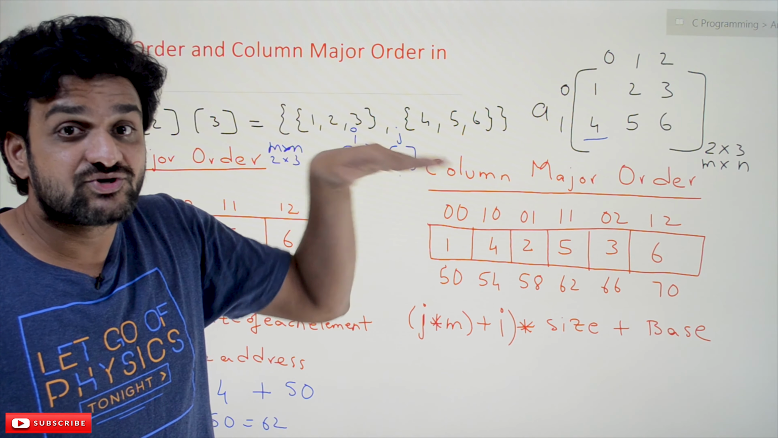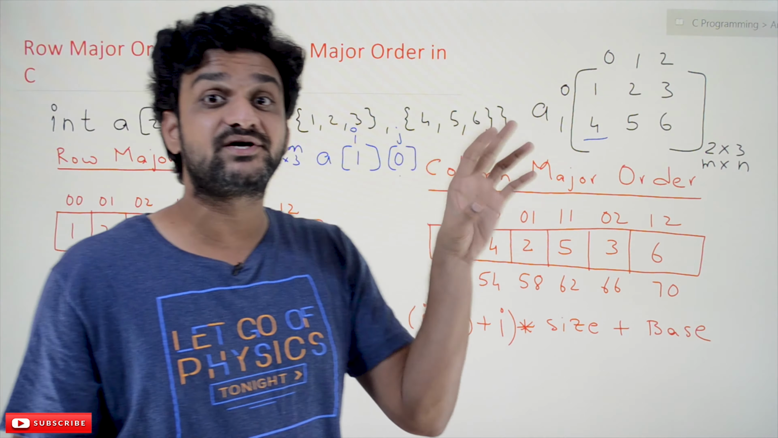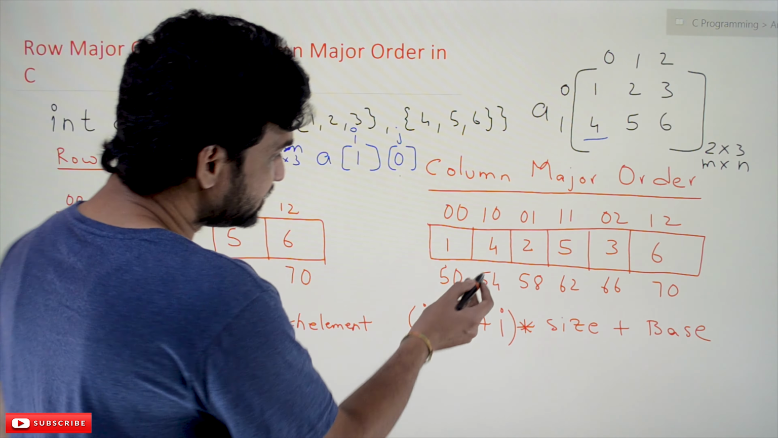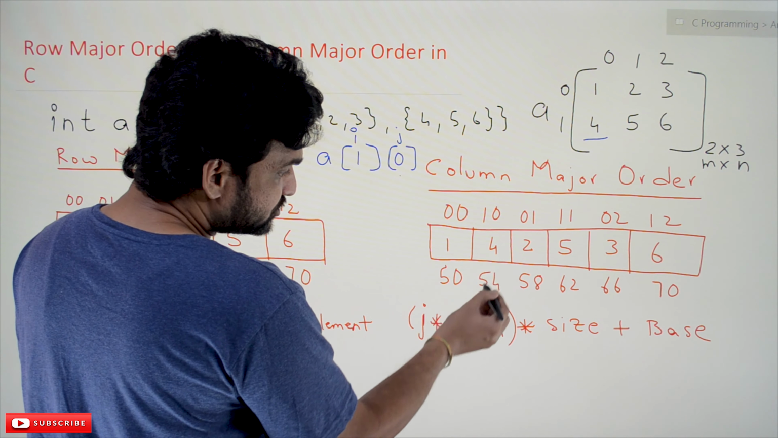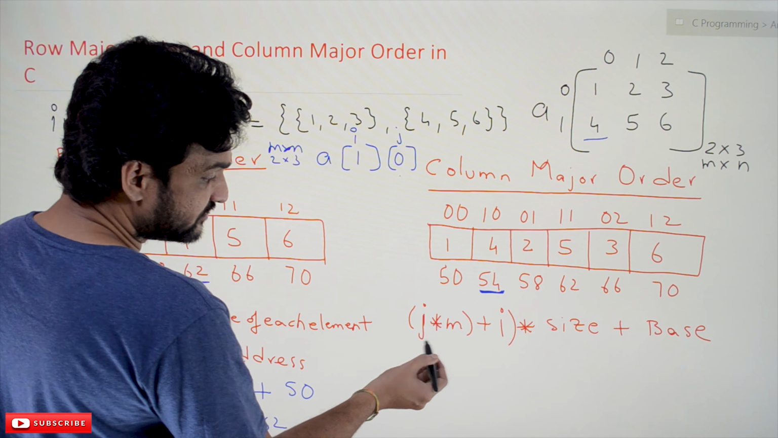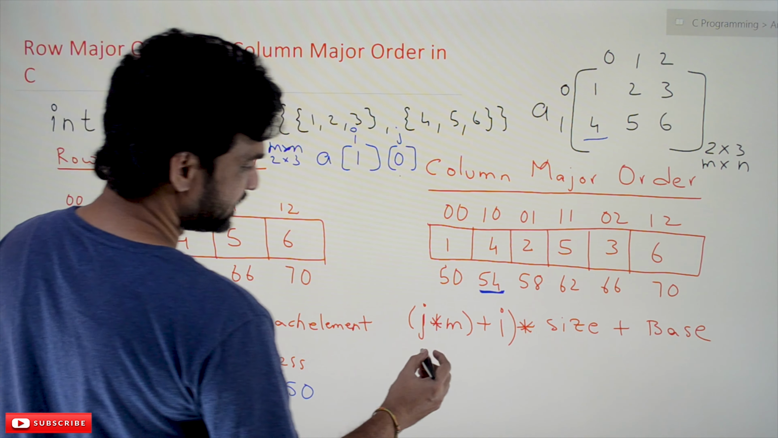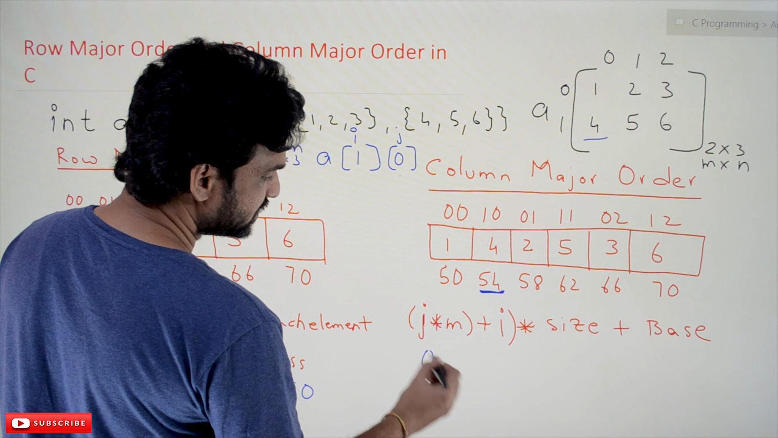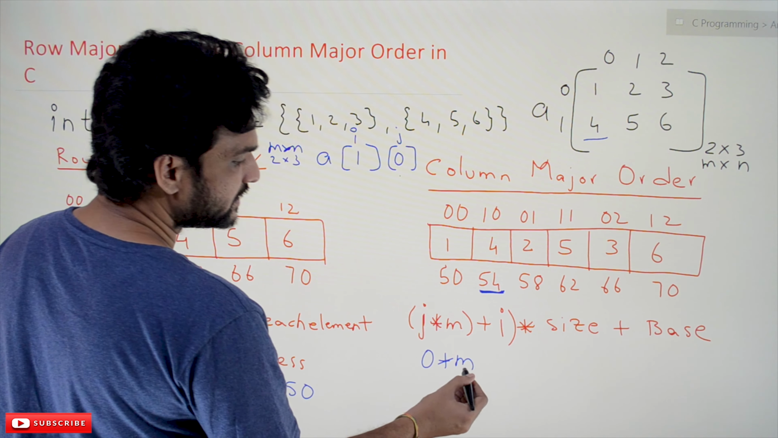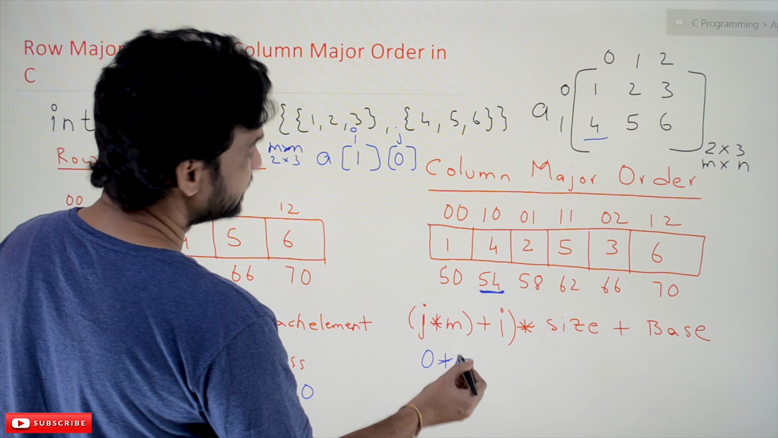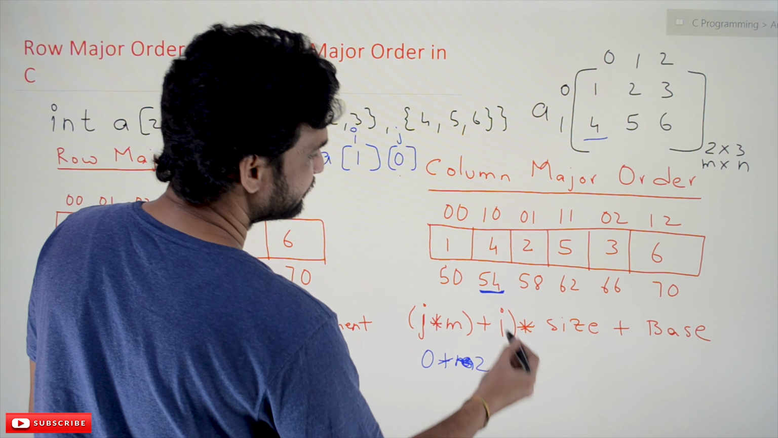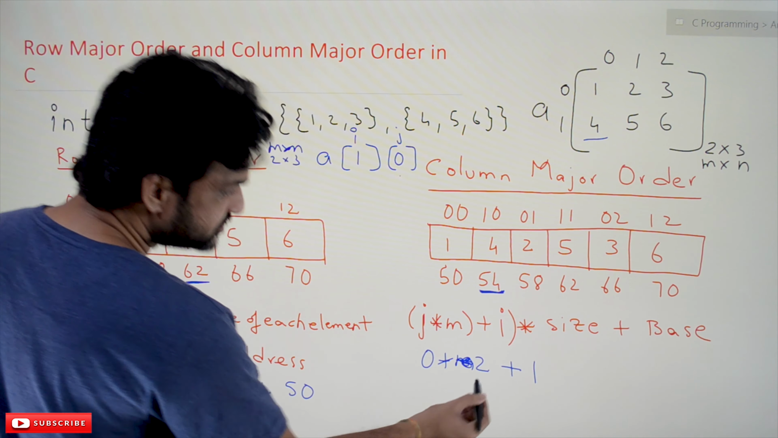Similarly, with this same visualization, we are trying to access this element using column major order. In column major order, the value is stored at address 54. So how do we get that 54 address? The formula is different. J into m. J here is 0, into m. M means it is 2. Then 2 plus I. What is the value of I?